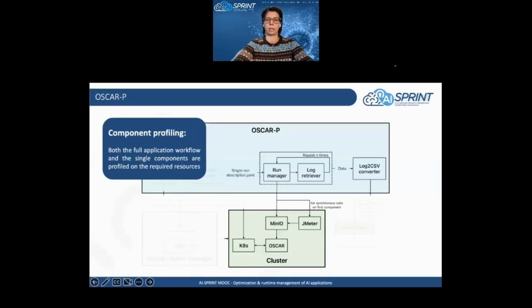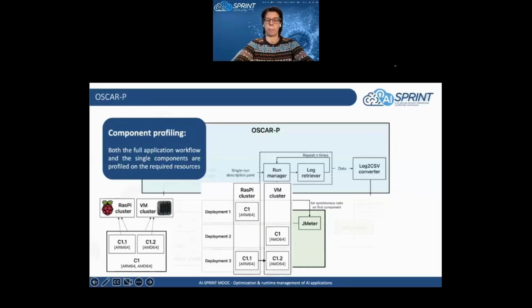As I mentioned, we collect some profiling data on both the full application workflow and the single components, following this strategy. Imagine an application characterized by a single component, which however can be partitioned at a specific layer. If we consider two candidate resources, for instance a cluster of Raspberry Pi and a cluster of virtual machines, and we assume that the first partition can run only on the first candidate resource, the second partition can run only on the second candidate resource, and the full component can run on both, we identify the following three scenarios.